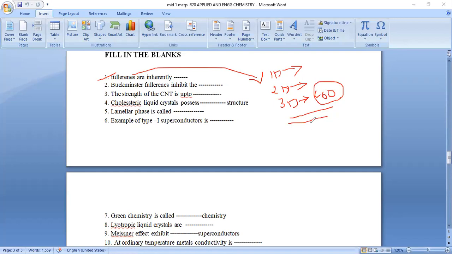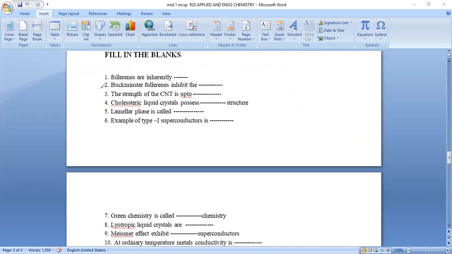Fullerenes have excellent electrical conductivity. When fullerene is combined with an alkali metal, the electrical property of the fullerene increases tremendously, and those fullerenes are known as superconductors. Fullerenes having excellent electrical conductivity are known to be superconductors, and its hybridization is sp2.